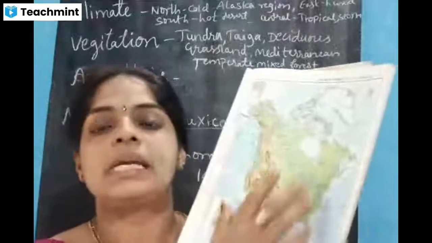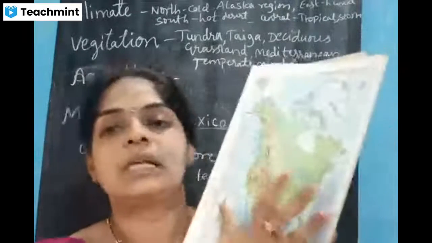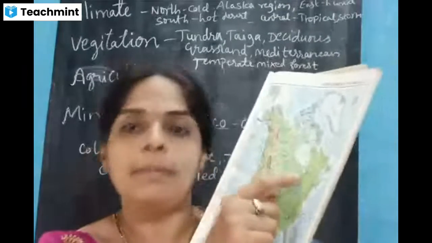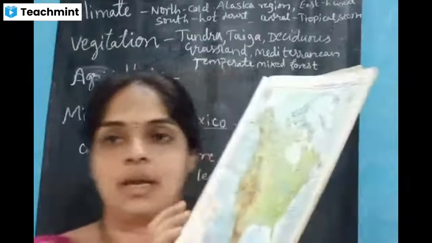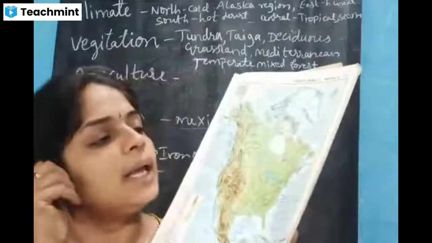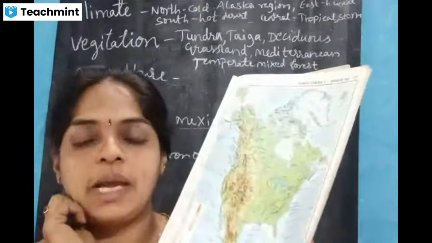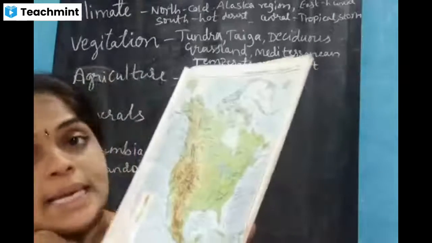Andre bari European peoples ella kade almost agi settle agidare. Matte American tribal peoples andre native people modalinda hutti beladanta people galu ondistu jana alli idare. Okay, they are speaking highly American English. Okay, they are speaking the language American English.